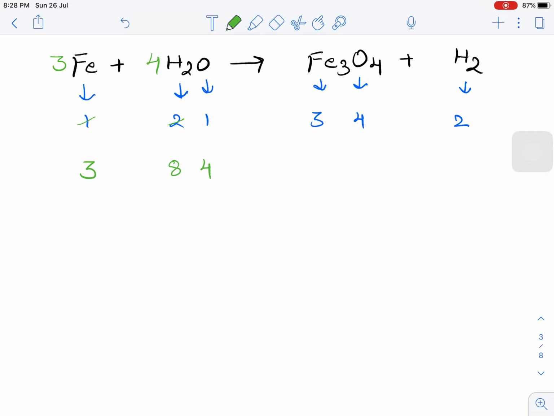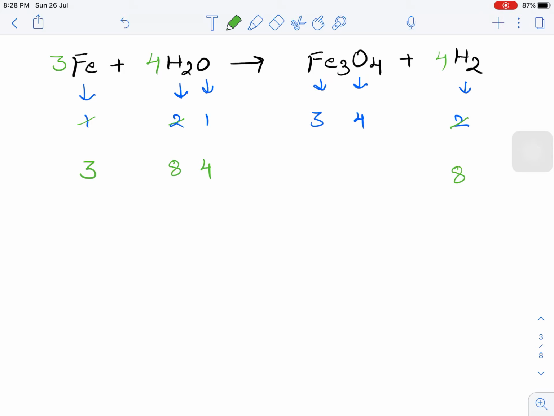Now if you come to this side, do we have 4 oxygen? Yes, we have 4 oxygen. Here also we have 4 oxygen, but here we have only 2 hydrogen, and here we have 8 hydrogen atoms. So now what do we have to do? We have to balance this one also. Now how to make this 2 as 8? We will multiply this one by 4. So when you multiply this one by 4, this will become 4 2s are 8.